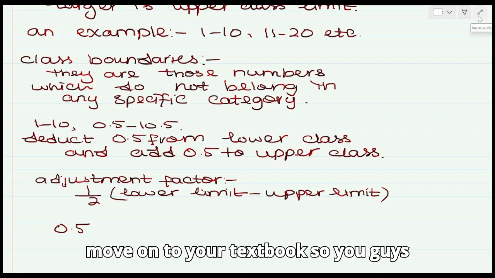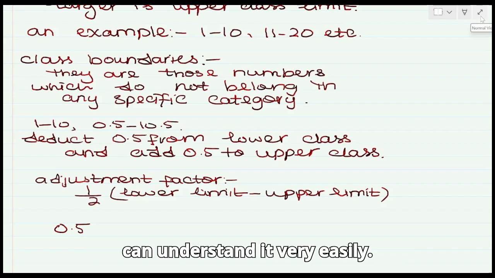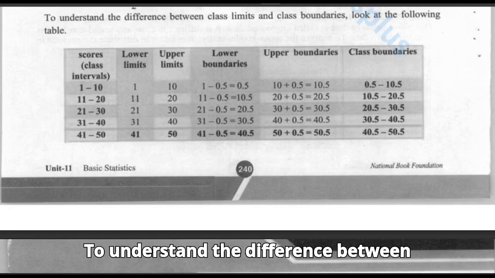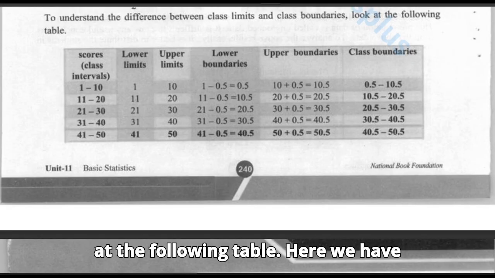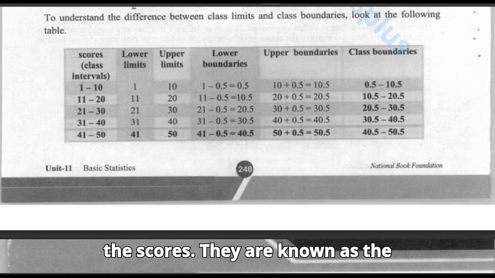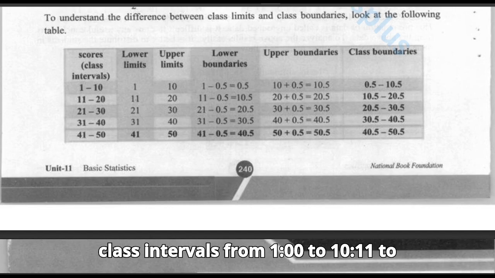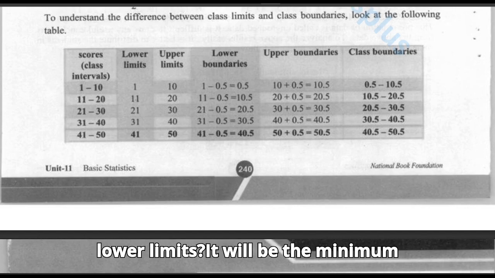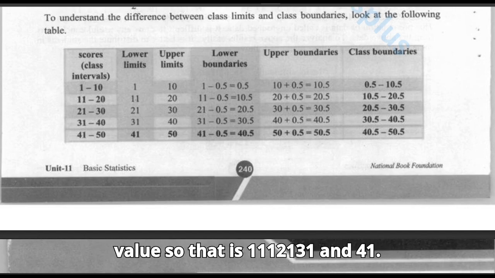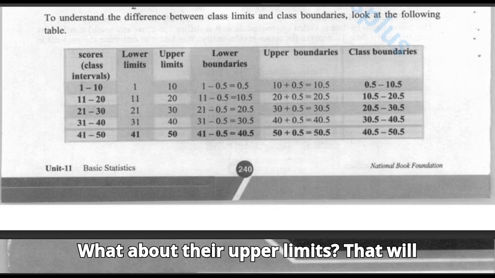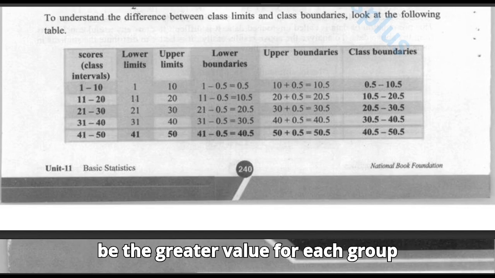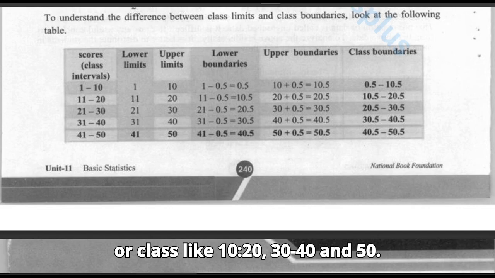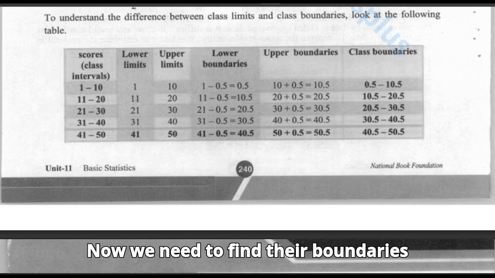Now let's move on to your textbook so you guys can understand it very easily. To understand the difference between class limits and class boundaries, look at the following table. Here we have the scores. They are known as the class intervals from 1 to 10, 11 to 20, 21 to 30, 31 to 40, and 41 to 50. So what will be their lower limits? It will be the minimum value. So that is 1, 11, 21, 31, and 41. What about their upper limits? That will be the greater value for each group or class, like 10, 20, 30, 40, and 50.